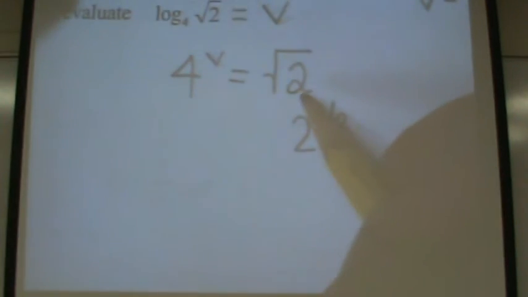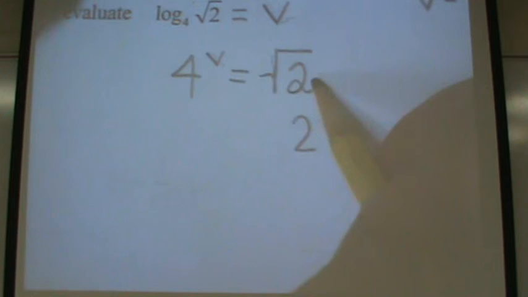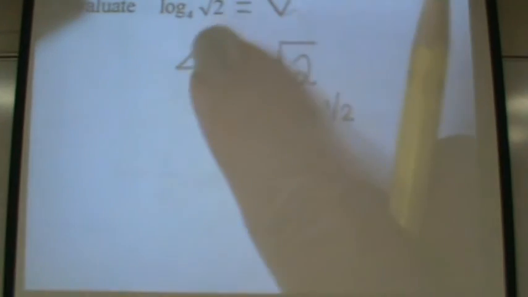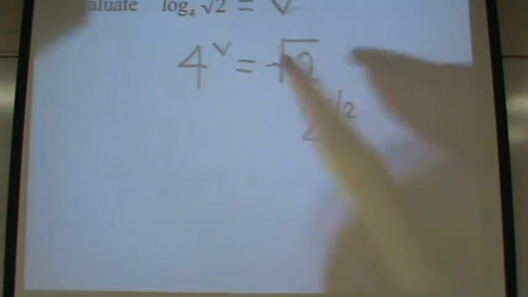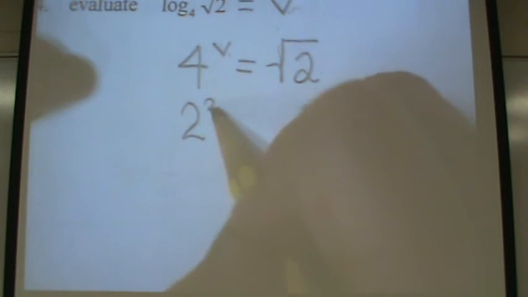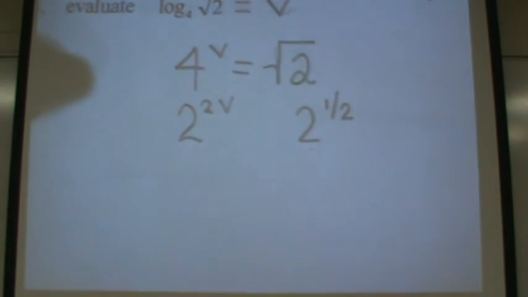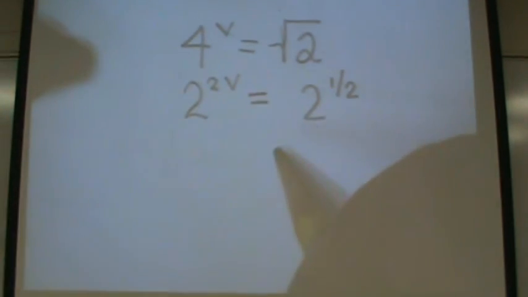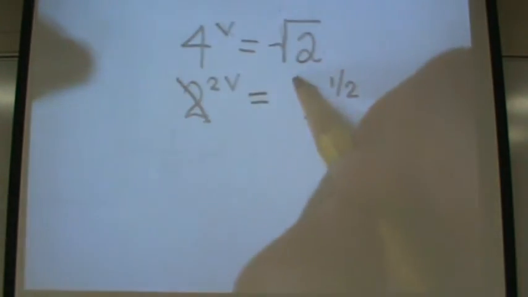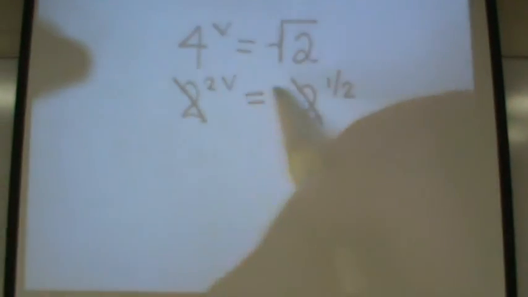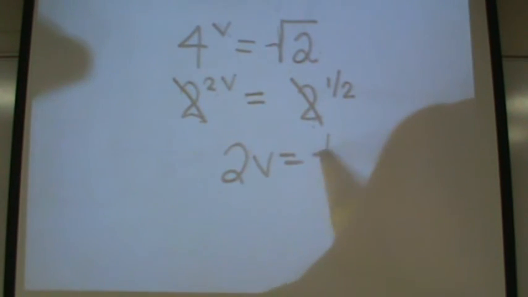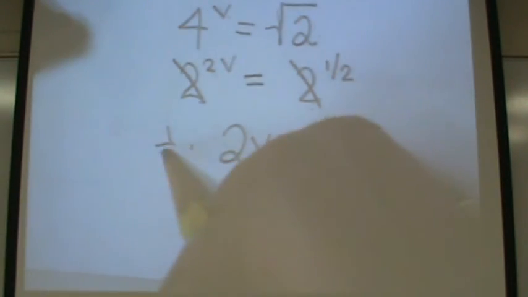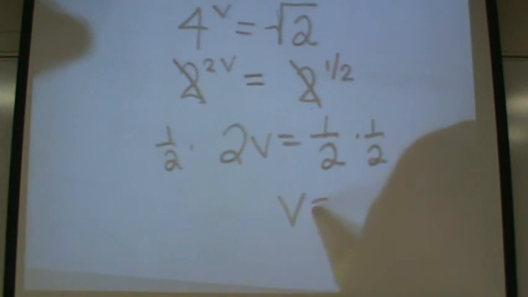Okay, so does everyone understand that the square root of 2 can be written like this, 2 to the 1/2 power? Now, can you make this 4 in base 2? What's another name for 4? 2 squared. So these mean the same thing. Now, see these 2's? You can cross these out. Set 2v equal to 1/2, and divide or multiply by 1/2. So v is equal to 1/4.